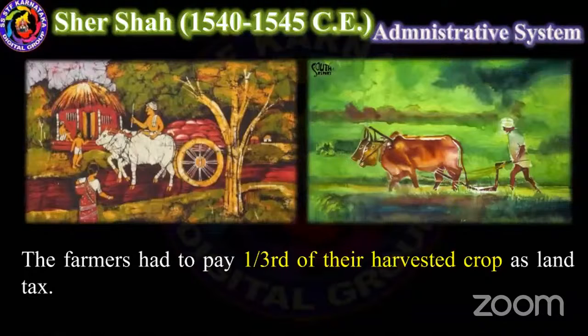The entire harvested crop was divided into three parts. One part, they had to return to the king as land tax. The remaining 2 parts they would keep with them. It means the farmers were allowed to keep 2 parts to lead their life.